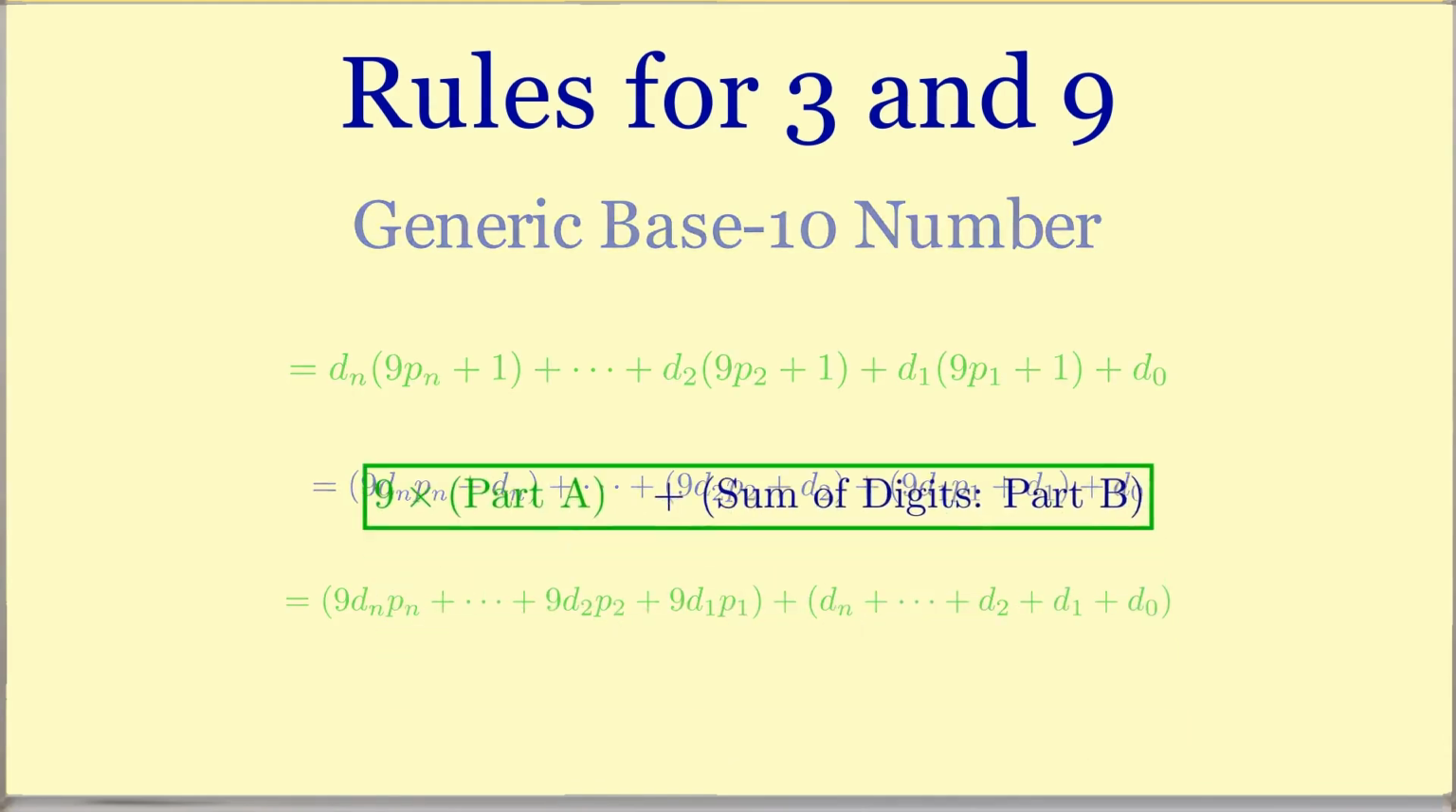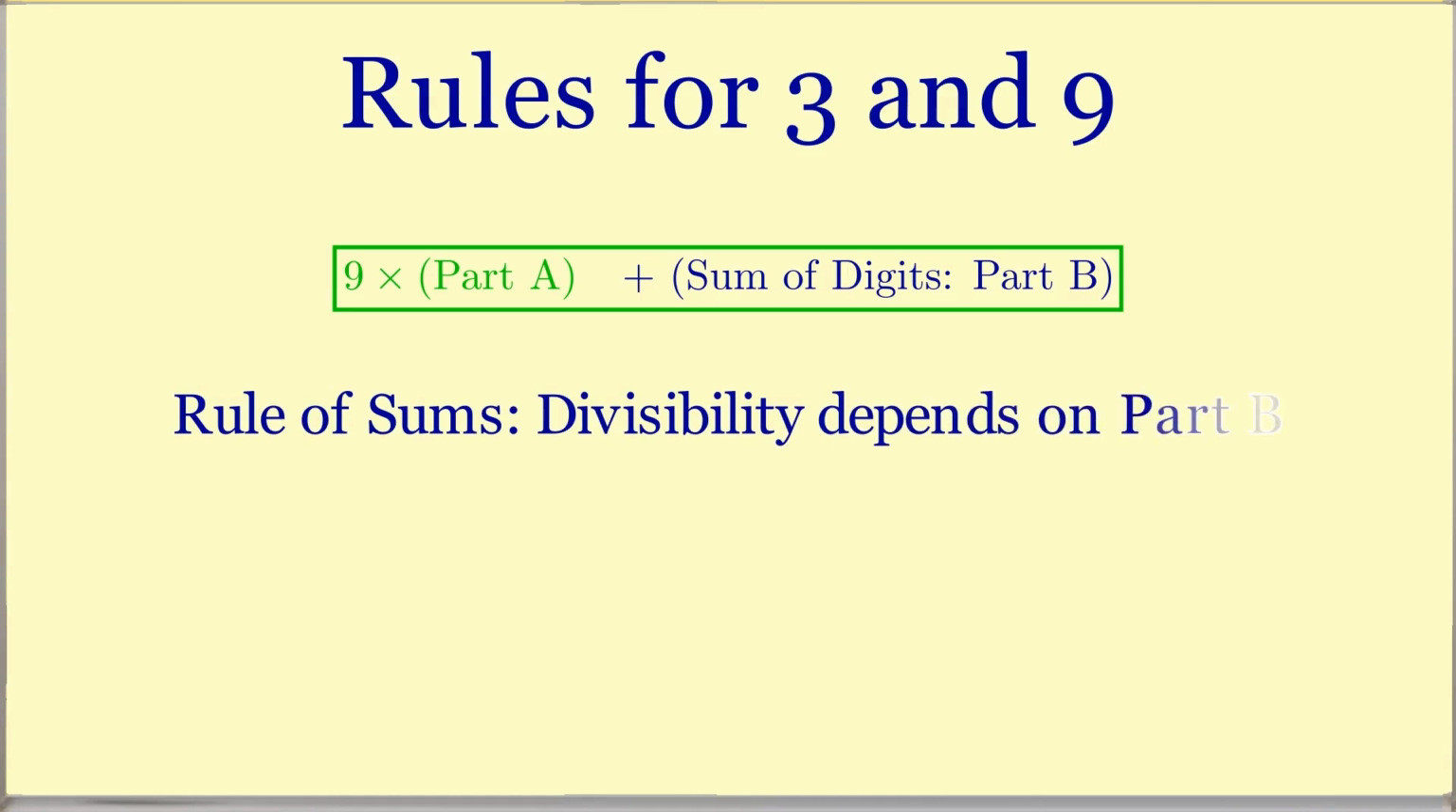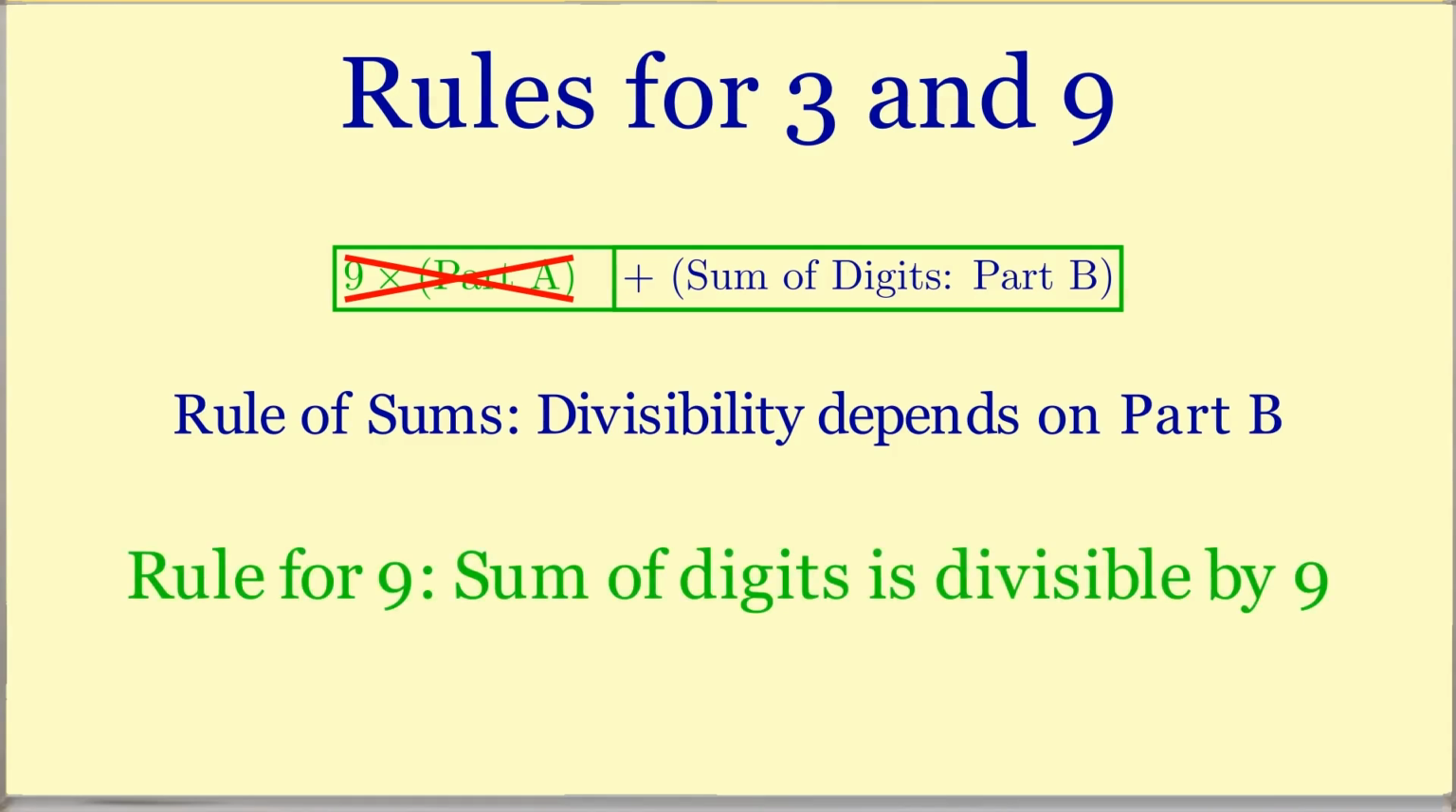Let us tie this directly back to our fundamental rule of sums. We established that if a divisor perfectly fits into the first chunk of an equation, part A, the divisibility of the whole thing comes down entirely to the second chunk, part B. Since part A is literally constructed to be a multiple of 9, we know with absolute certainty that 9 divides it perfectly. Therefore, it is entirely sufficient to just look at part B, the sum of the digits. If 9 can divide that simple sum, we have mathematically proven that 9 divides the entire original number.